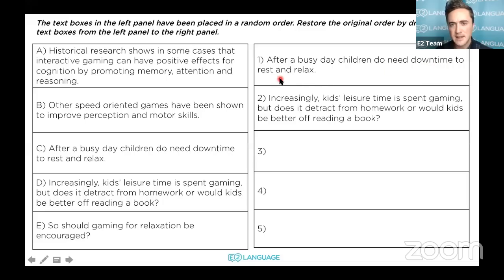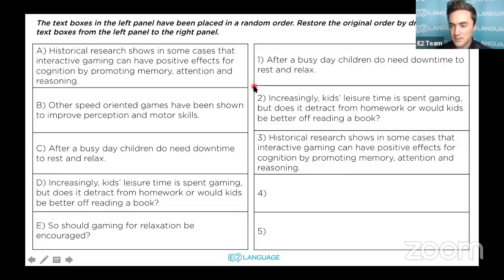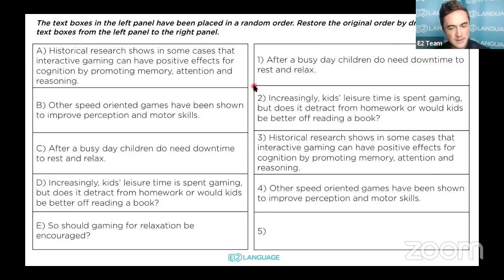You can see downtime, rest and relax, kids' leisure time. Then we connect up this one, historical research, which is A. Historical research shows in some cases that interactive gaming can have positive effects for cognition by promoting memory, attention, and reasoning. We then connect this one. Other speed-oriented games have been shown to improve perception and motor skills. So should gaming for relaxation be encouraged?